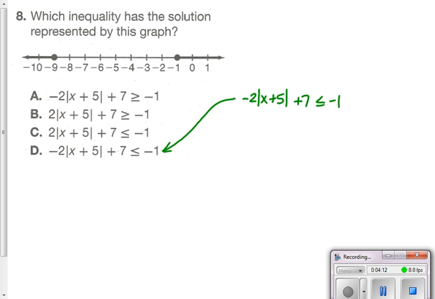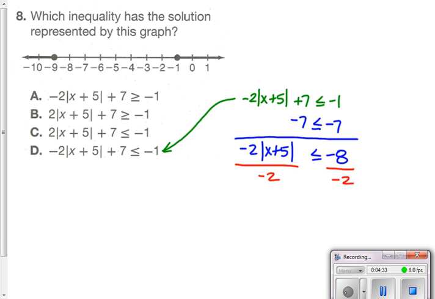First, you need to isolate the absolute value. So your first step would be to subtract 7 in this problem. After subtracting 7, notice that the absolute value is still not isolated. You have -2 multiplying the absolute value. So we need to get rid of that, and in order to do that, we would divide both sides by -2. Now keep in mind this is an inequality. When you divide both sides by -2, your inequality is going to flip. So we need to flip that inequality sign.